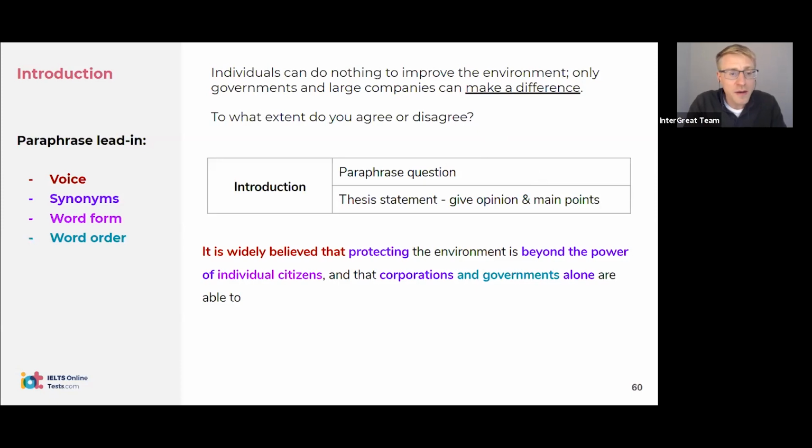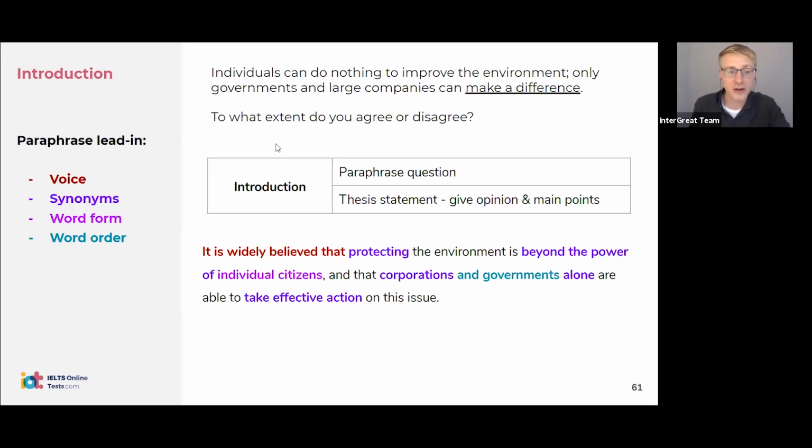Authorities is pretty good, but it doesn't mean exactly the same as a government. The government is for a country. Authority could be for a town or, you know, a company even. So very good. Are able to protect it. Very good. Here I've said take effective action on this issue. So another nice way to say make a difference, take effective action.